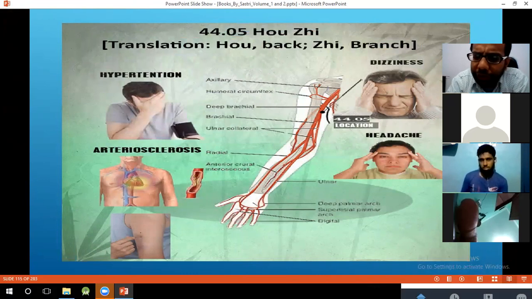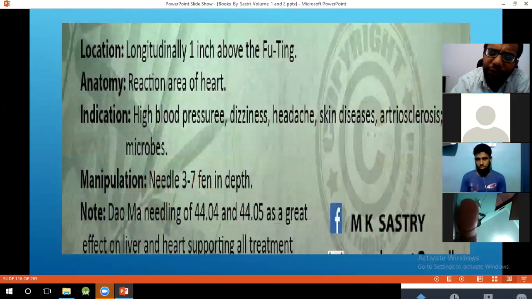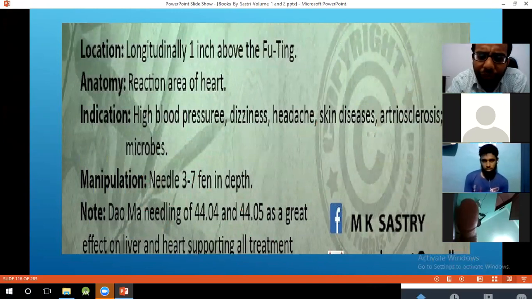So hypertension, arteriosclerosis, dizziness, headache. Again, you can use this 44.05 with 44.04 and 44.03 to recover this. The reaction area is lung and heart. It also helps you to recover high blood pressure and a large number of problems. 44.04, 24.5 and 6 gives a very good result, especially combining it with kidney 6 and liver 3 with PC6. It gives a very good result in this type of patient.